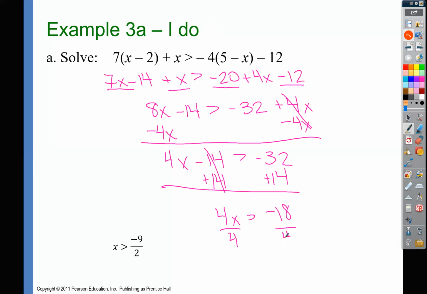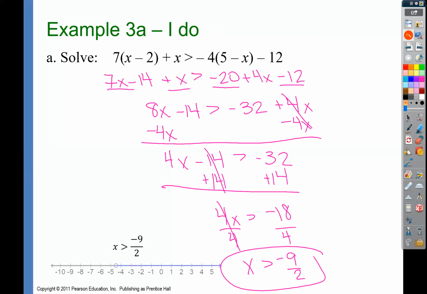Divide both sides by a positive 4, and you get x is greater than negative 9 over 2. And you can see that is the answer. So how do we graph that? It's on a number line, so negative 9 over 2 is actually negative 4.5. That's why it's there with an open circle, and it's going to the right.